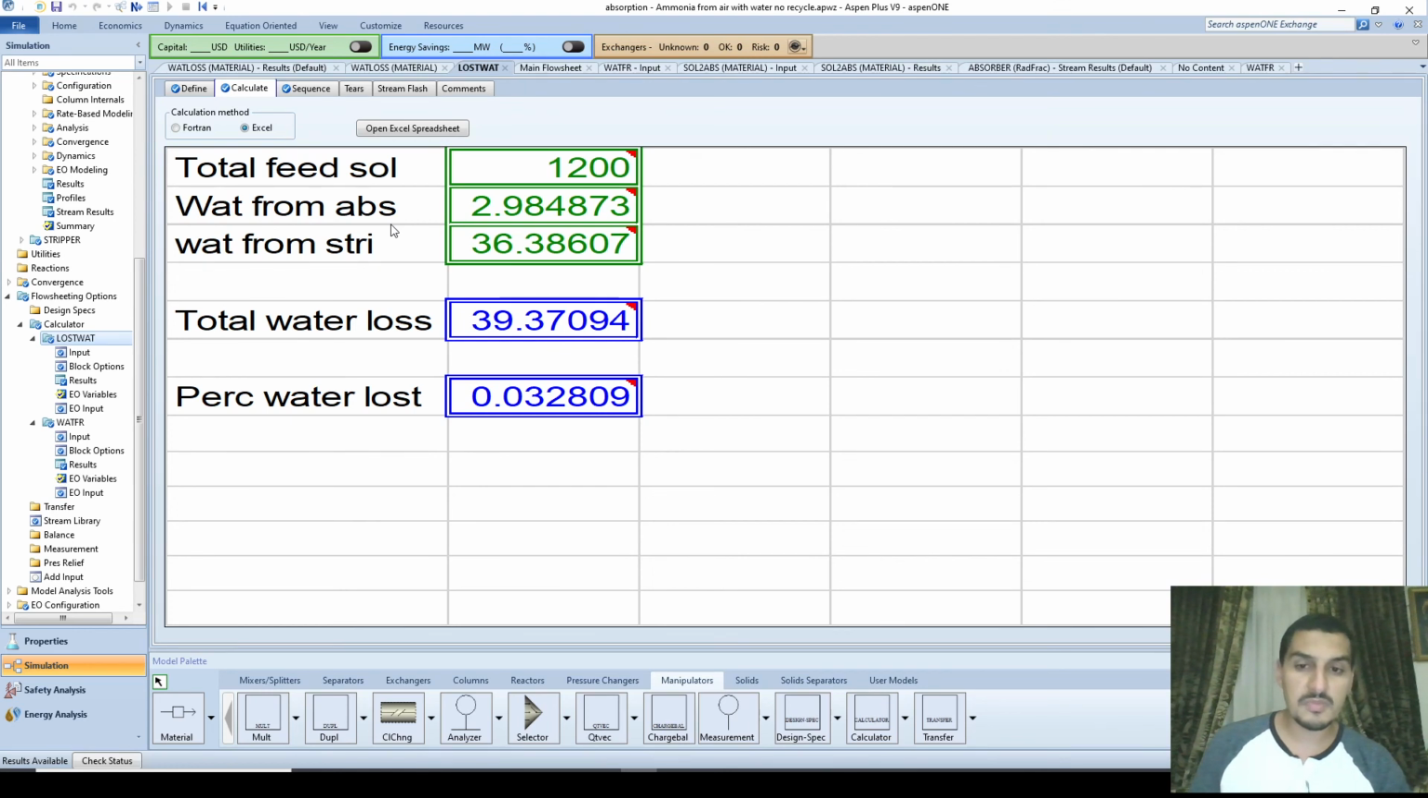So I think this is a good trick that you can use to calculate parameters or variables from the results of the simulation that do not have a place to be stored in.